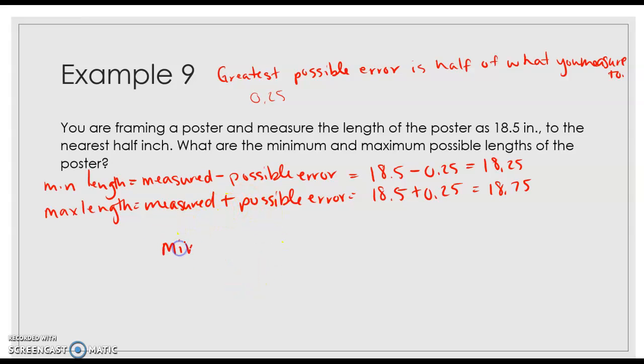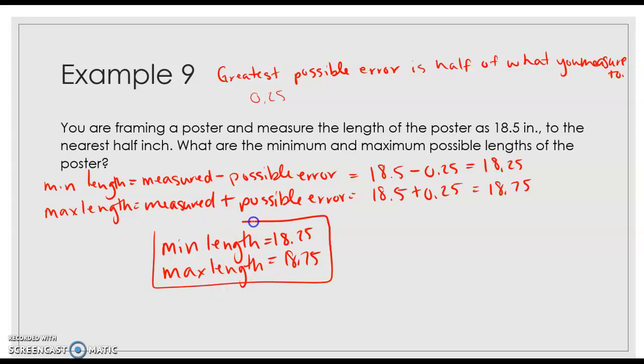Our minimum possible length is 18.25, and our maximum possible length is 18.75. It just asks what are the minimum and maximum possible lengths for this poster. For the minimum, we subtract half of what we're measuring to the nearest of, and for the max we add.